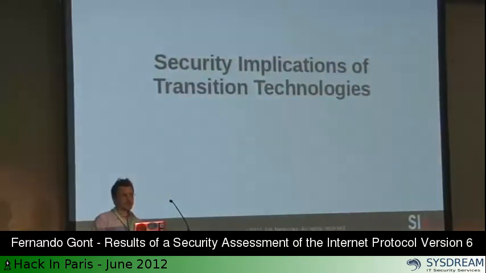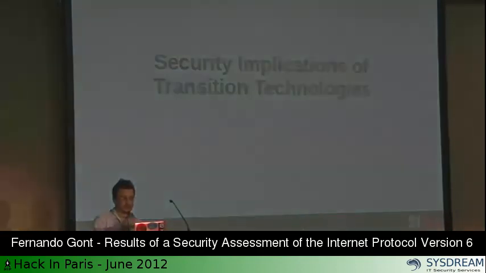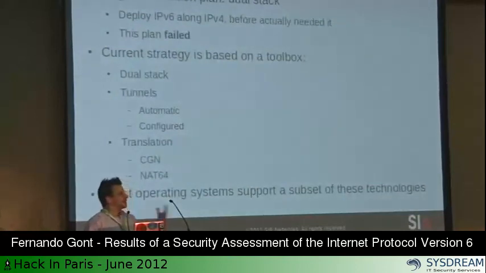A couple of words about security implications of transition and coexistence technologies. The original plan for V6 deployment was dual stack. So we would be deploying V6 in parallel with V4, way before we needed IPv6. That, of course, failed. So right now the current plan for V6 deployment is based on a toolbox. You have many different transition and coexistence technologies: dual stack, tunnels, translation, and so on. And many operating systems implement many of these transition technologies.